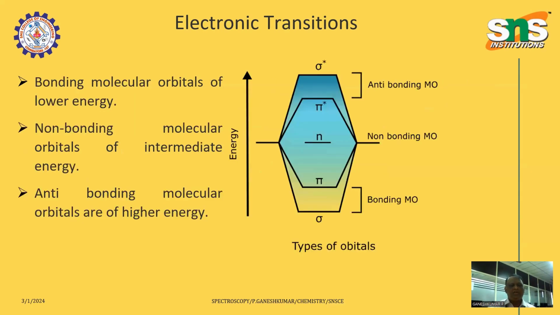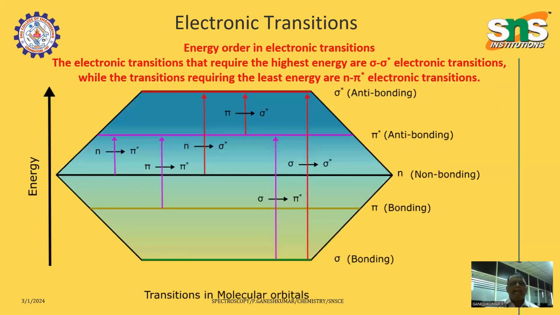And the molecular orbitals, we have different types. One is bonding molecular orbital, then non-bonding molecular orbitals in the intermediate, and anti-bonding molecular orbitals at a higher energy level. So here the energy order in electronic states is represented. The electronic transition that requires the highest energy is the sigma to sigma star transition, while the transition requiring the least energy is the n to pi star electronic transition.